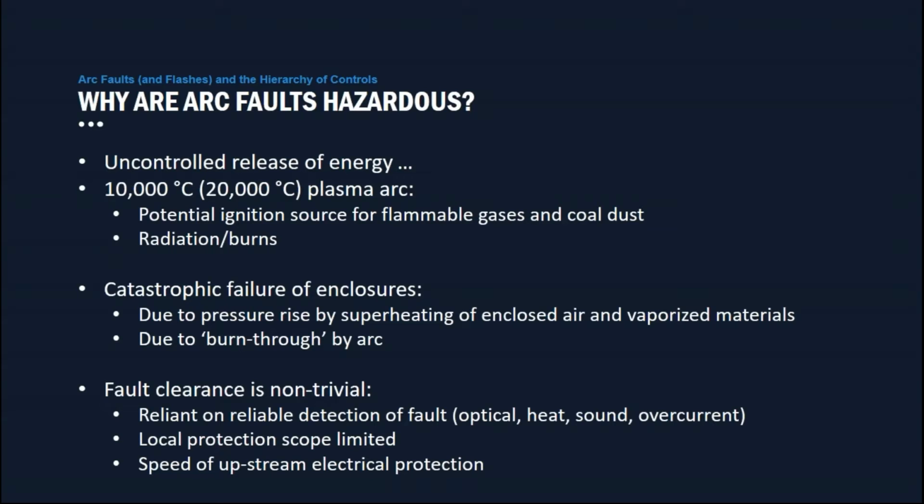So arc faults are essentially an uncontrolled release of energy. You can pick a temperature as to what the plasma arcs may be. Typically, we hear numbers of around 10,000 degrees, sometimes say 20,000 degrees. I don't think it matters too much. It's way beyond anything sensible that we can manage. So not only do we have the very high temperatures, but we also have a potential ignition source for flammables, be they gases and or coal dust that might be in the vicinity. And of course, those high temperatures also give rise to radiation burns for anybody in the area.